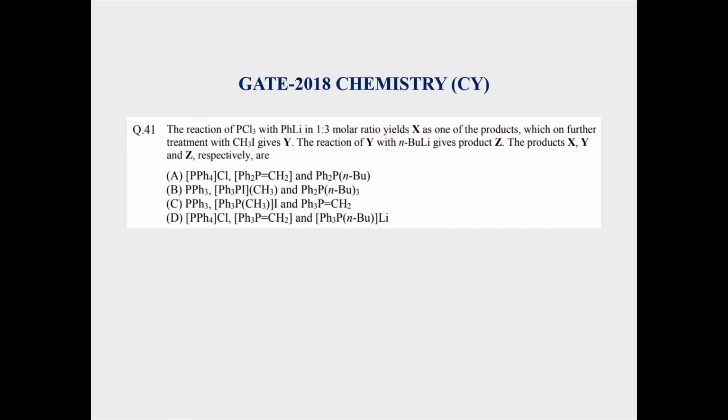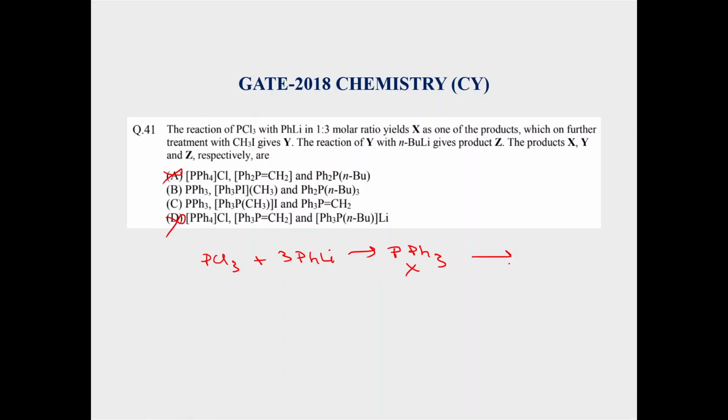So here in this question, the reaction of PCl3 with PhLi in 1:3 molar ratio yields X. So the first reaction which is taking place is the reaction of PCl3 with 3 moles of PhLi, which is leading to the formation of PPh3. And this is the X. Therefore, among the given options, option A is PPh4Cl, in B it's PPh3, in C it's PPh3, and in D it's PPh4Cl again. So we can eliminate options A and D if we know what is X.